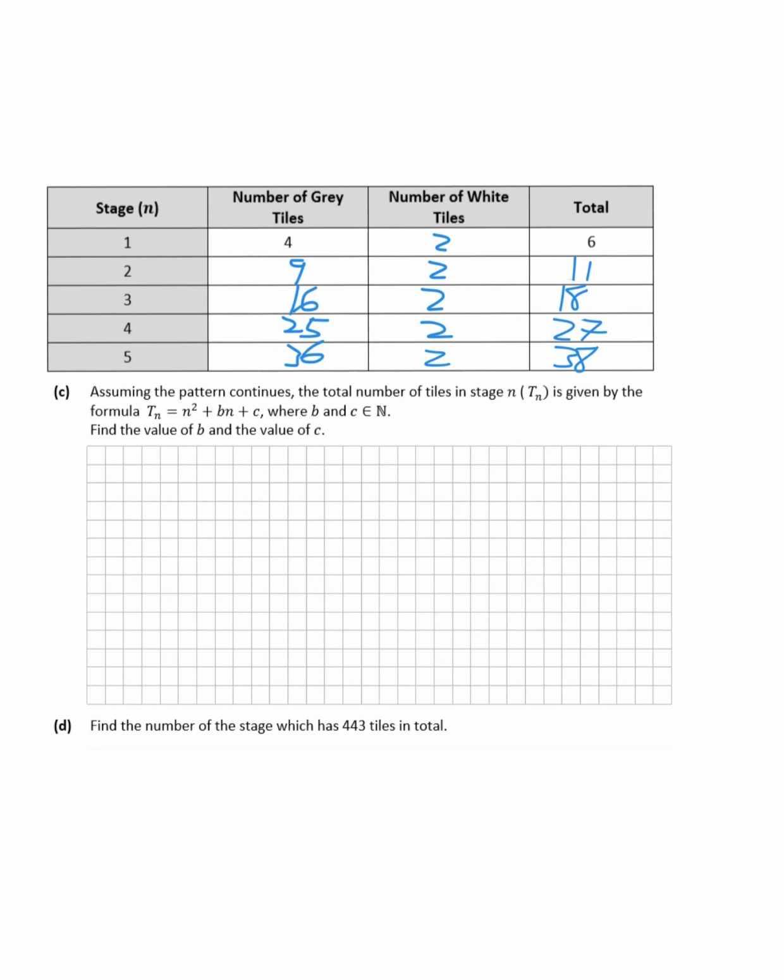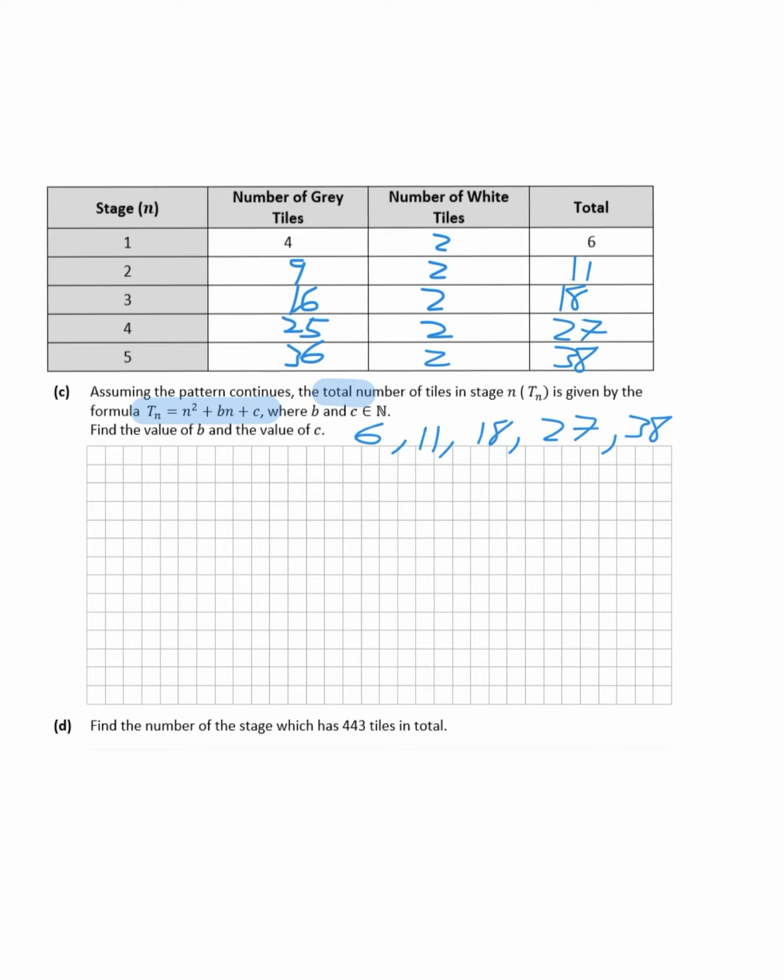Part C then, we're told, assuming the pattern continues, the total number of tiles at stage n, or Tn, is given by the formula Tn equals n squared plus bn plus c, where b and c are natural numbers. So find the values of b and c. Okay, so it's the total number of tiles, so that's the pattern we're going to be looking at. And so we have 6, 11, 18, 27, 38. Okay, so I can see that this is going to be a quadratic pattern.